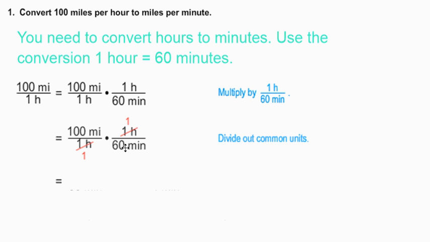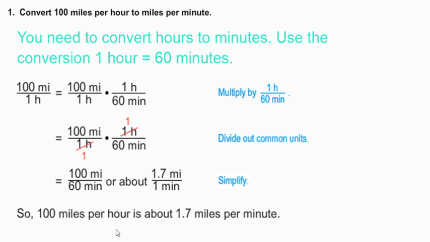So here they are. I'm dividing out the common units of hours. So I'm left with 100 miles on top and 60 minutes on the bottom. So that's 100 miles over 60 minutes, or about 1.7 miles in 1 minute. So 100 miles per hour is about 1.7 miles per minute.